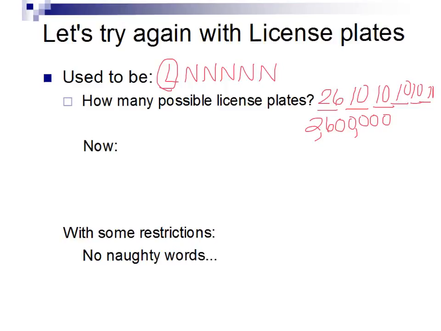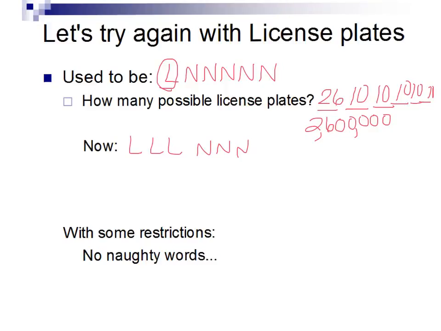And if you think about it, if we surveyed our class, I bet it's pretty common to have 3 or 4 vehicles per family. So not only is population going up, families are getting more license plates, so they had to change it. So now what they do is letter, letter, letter, number, number, number.